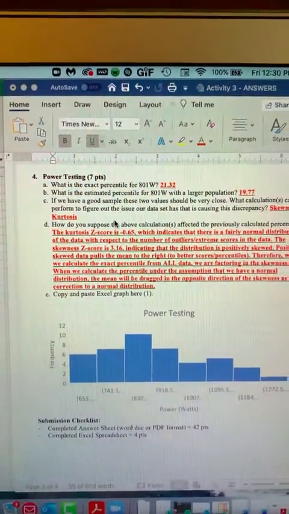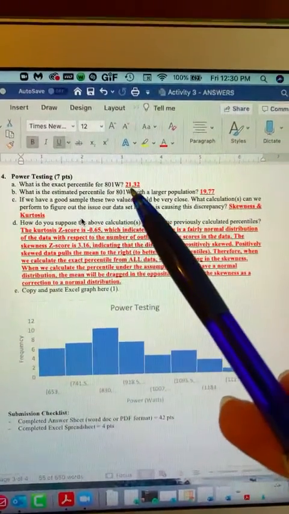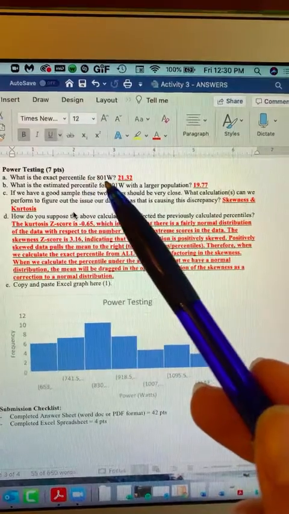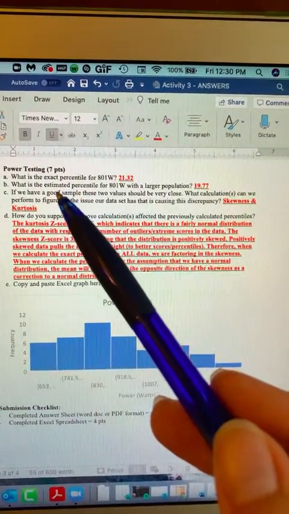Hi guys, I wanted to make a quick video to go over the last two portions of question 4 on the activity. Just for a refresher, this is what they were, right? We had to calculate an exact percentile, and then we also had to calculate an estimated percentile.